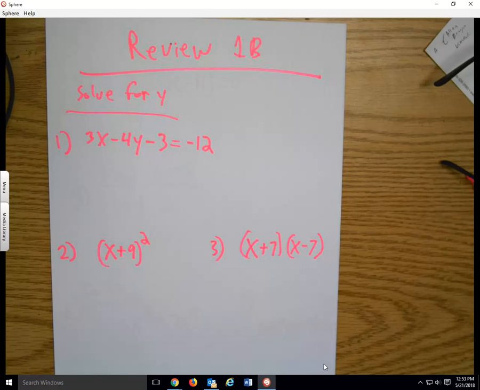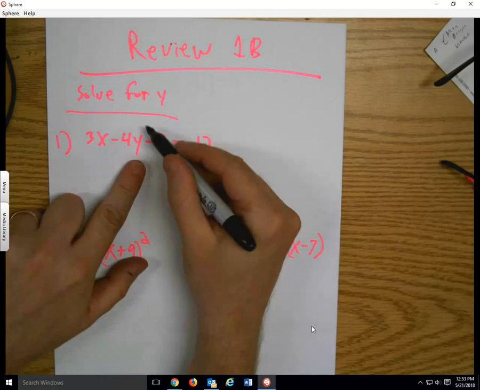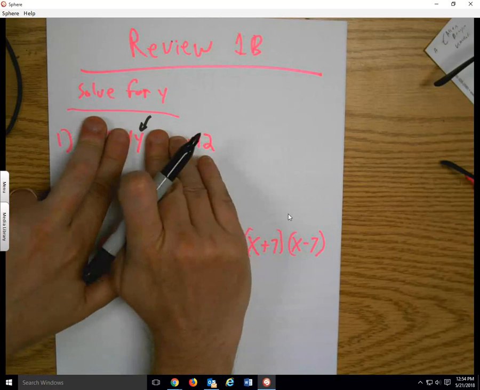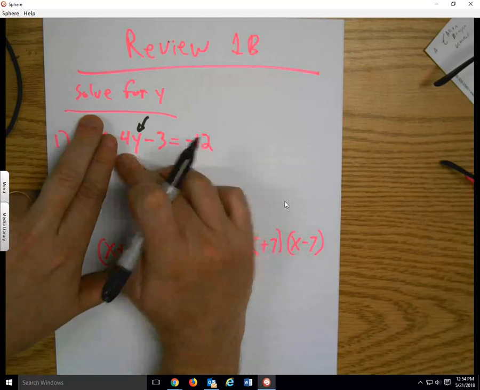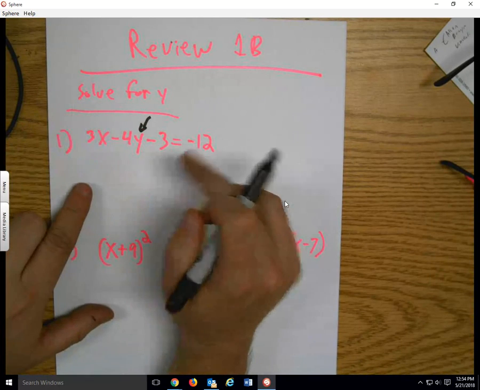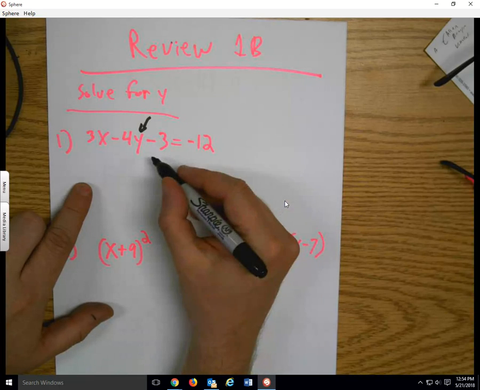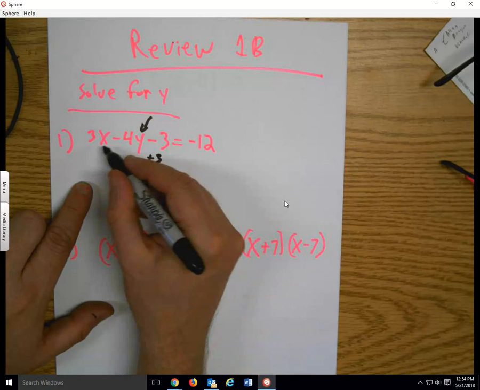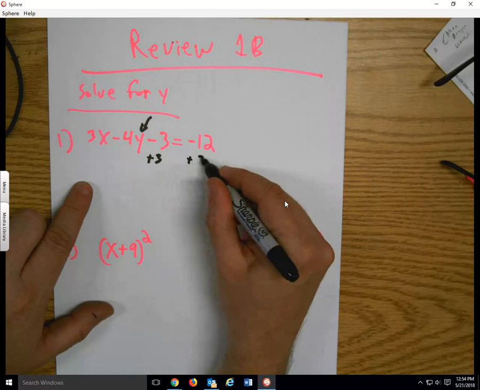Okay, so the first one is a solve for y, so let's go ahead and work that out. The whole point and purpose of this is to get y by itself, so you have to get rid of all the other numbers that are on the same side of the equal sign as the y. Whatever's being added or subtracted, you do the opposite. So I'll just do the -3 first by doing a +3. I could have also got rid of this 3x first if I wanted, because it's being added.